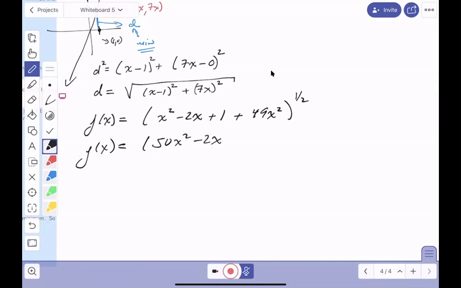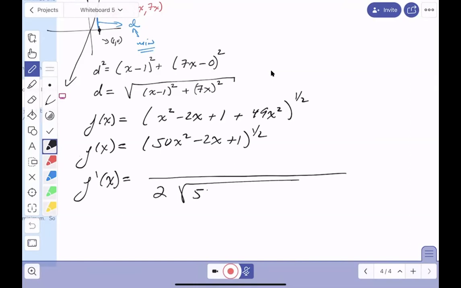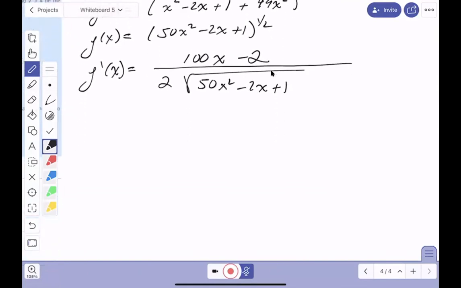Minus 2x plus 1. And by the way, I'm not saying I can't make a mistake twice. I can. I've done it many, many times. Sometimes if I get so tired, I keep making the same mistake over and over again. It's going to be the square root of 50x squared minus 2x plus 1. The derivative is 100x minus 2. That's pretty simple. x can be any real number.